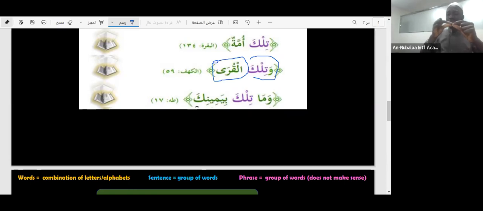So you cannot separate that mufrad, the singular form, from the plural form, meaning that it doesn't become plural with waw and nun. When you see that kind of jam'u and you want to point at that form of plural, you can use the word tilka. When translating it, it will mean those, because it is plural. Al-Qura here is plural. It means villages. Because it is jam'u taksir, it doesn't end with waw and nun.